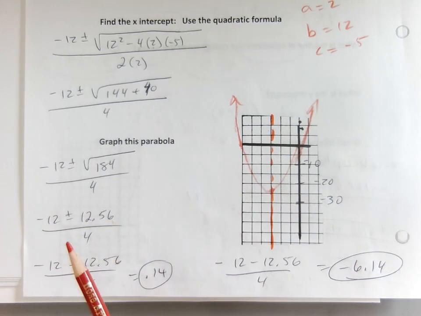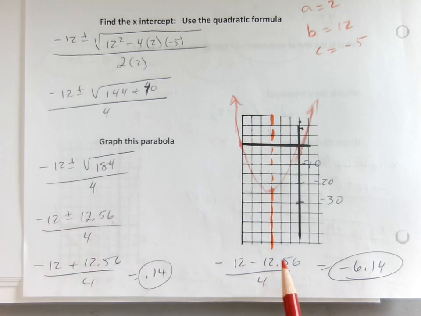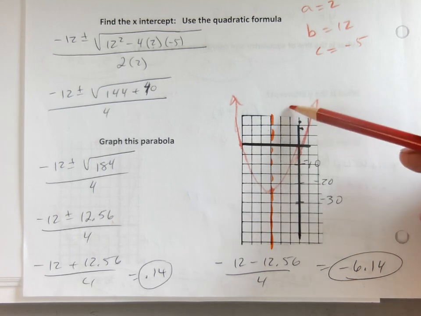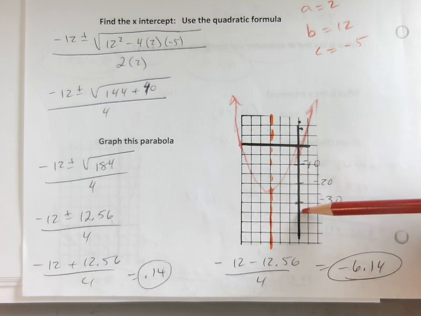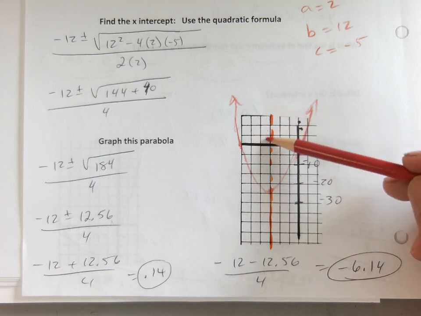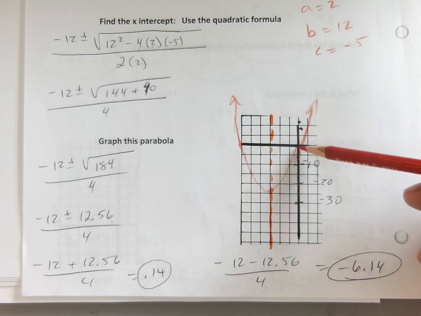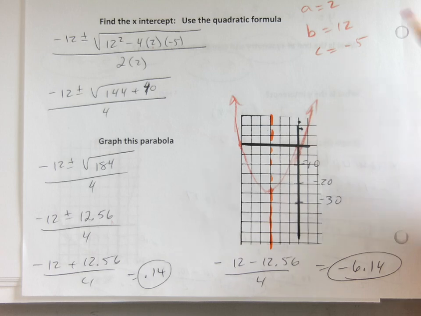So I've got to have two answers. I've got -12 plus 12.56 divided by 4, which turned out to be 0.14, and -12 minus 12.56 divided by 4. And I used my calculator, and I got about -6.14, okay? So to graph it, well, I know the line of symmetry is right here at -3. I went by -10, -20, -30, because I knew that my vertex was at -3, -23. Here's my line of symmetry. And my x-intercepts are here at about 0.14 and about -6.14. And then I just graphed it, okay?